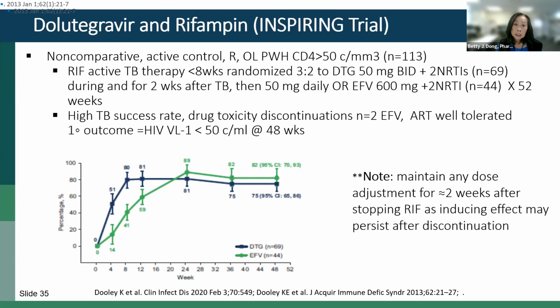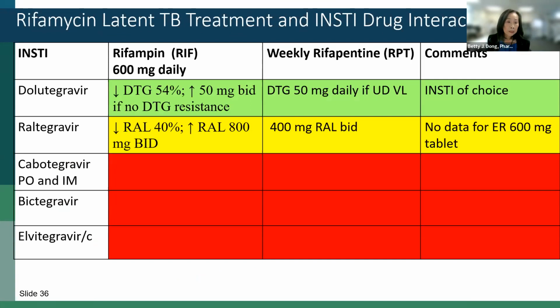Again, these patients do not have any integrase resistance, and they were virologically suppressed. So I think as clinicians, we have to worry that if you have integrase resistance, this is probably not going to work because you're doing dolutegravir twice a day already. So here is a summary of what we just talked about in terms of using rifampin or rifapentine with dolutegravir, which is the integrase of choice and will require some dosing adjustments.